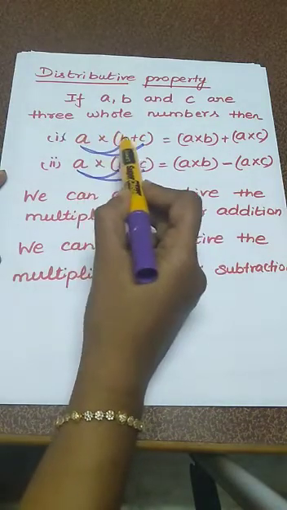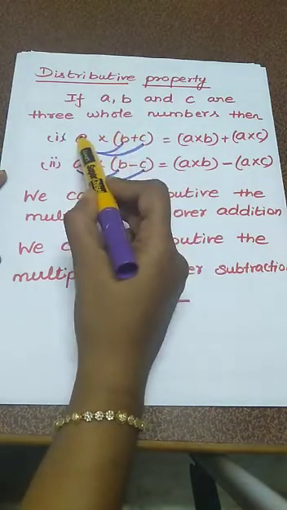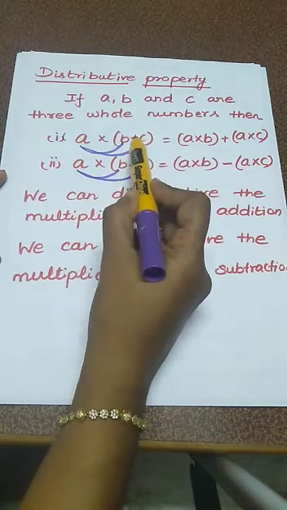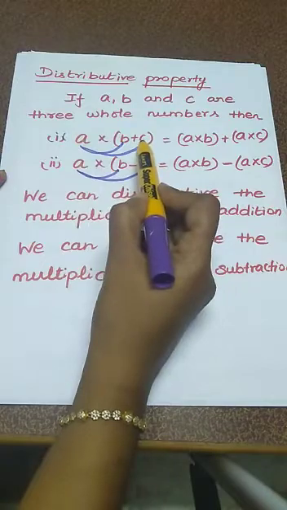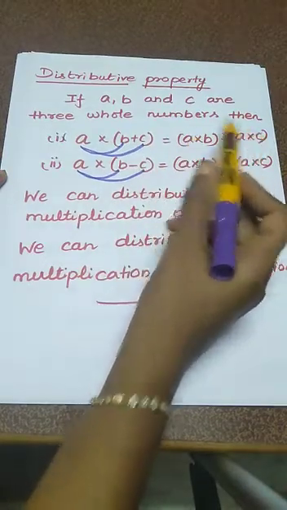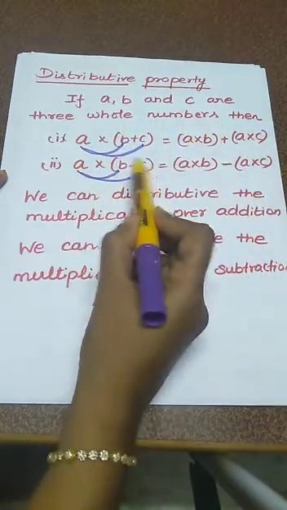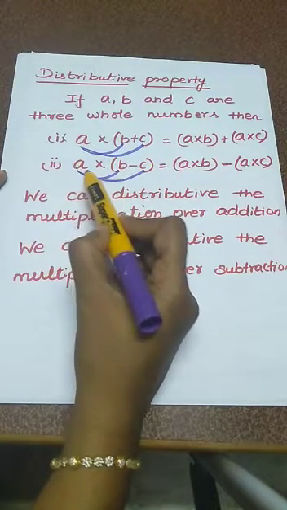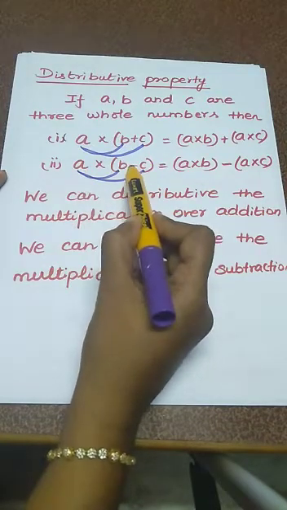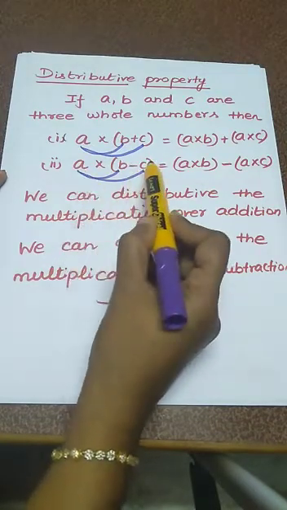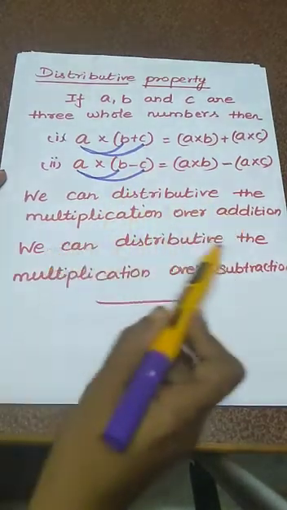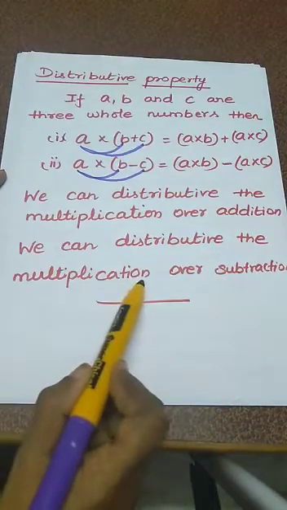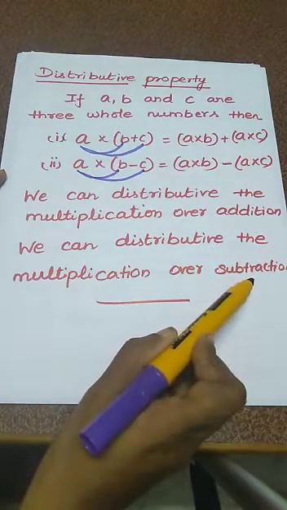So A into B plus C means first we have to multiply the A value with B. Apply the plus symbol. Then we have to multiply the value A with C. So A into B plus A into C. Next A into B minus C. First multiply the A value with B. Apply the minus symbol. Then we have to multiply A with C. So we can distribute the multiplication over addition, and distributive property is satisfied for multiplication over subtraction.